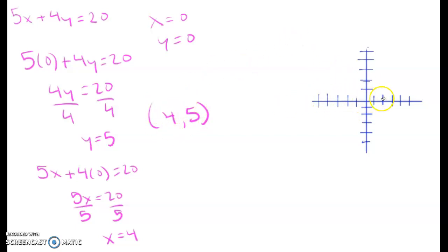So we're going to do 4 comma 5. I'm just going to graph. So that is pretty much our standard equation written on a graph.